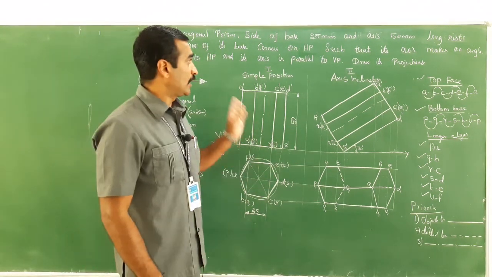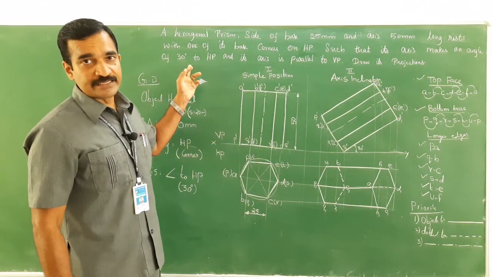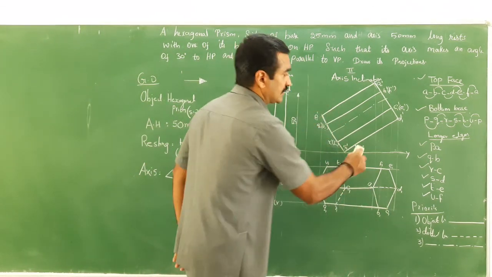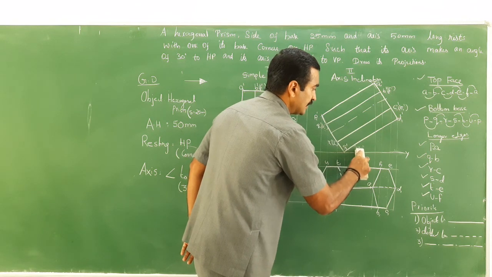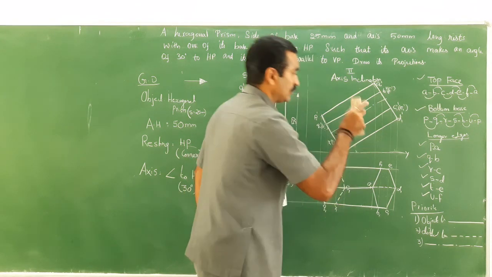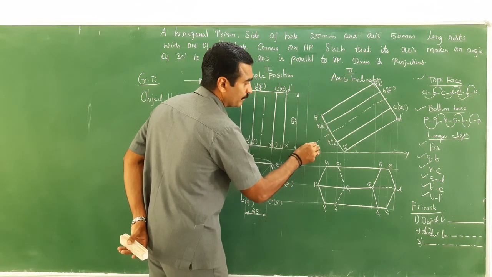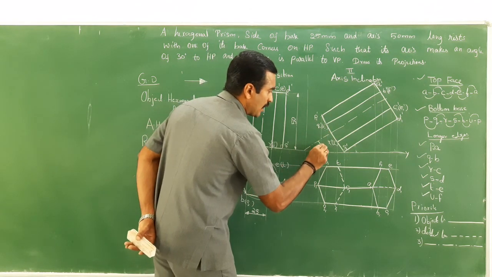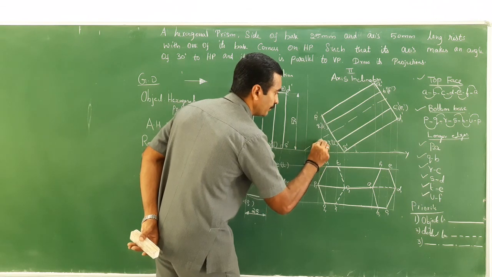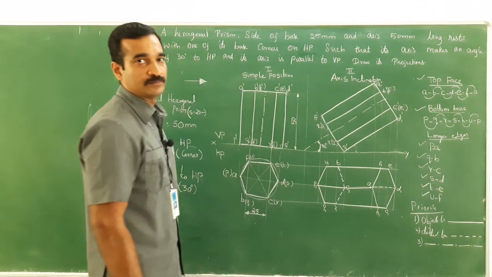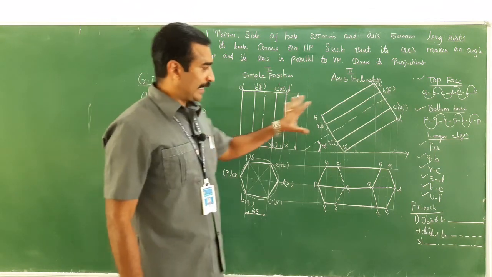Next, what do I have to do? I have to mark the axis inclination, which is 30 degree to HP. If you mark 30 degree here, that is incorrect, because here the longer edge is inclined 30 degree, it will show. So in that scenario, you have to extend this. Now mark this as 30 degree. Right? So with this, I have finished here.